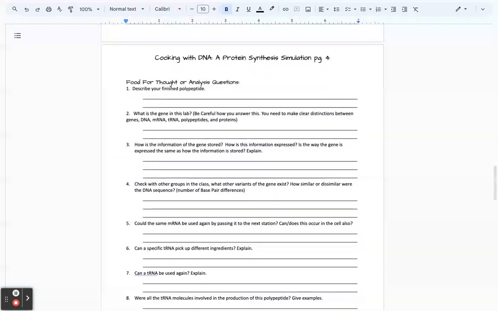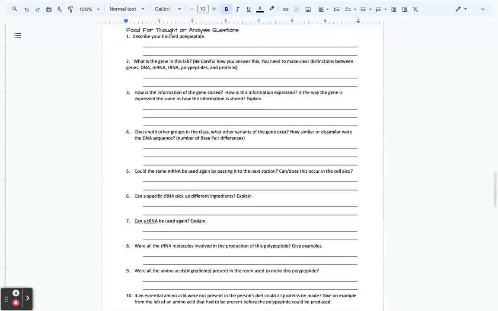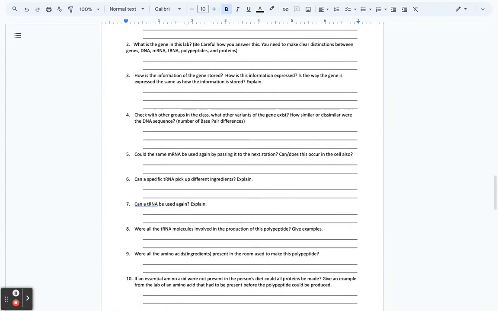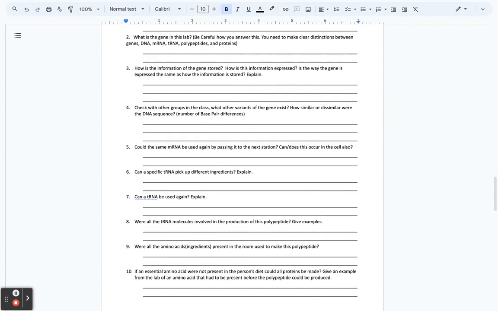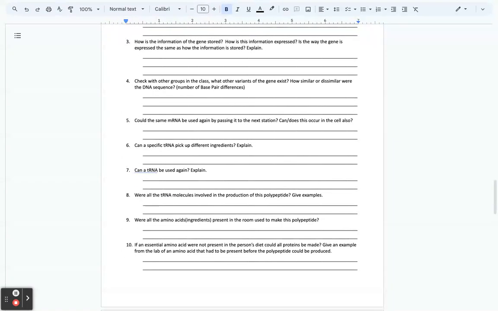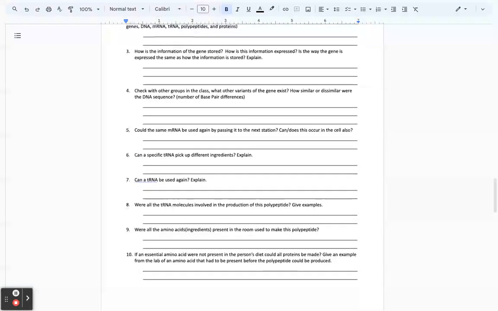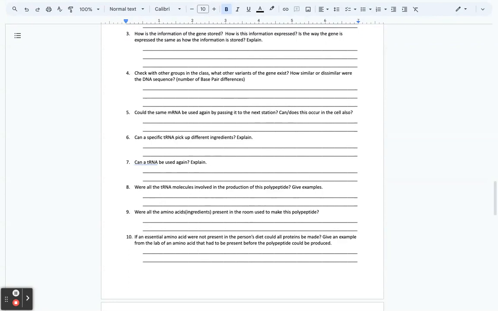And then these are your analysis questions. So number one, let's see, pretty simple. Number two, you've got to describe these in complete sentences. Okay, so what is a gene? That's a pretty straightforward question. How is the information in a gene stored? How is this information expressed? Is the way the gene is expressed the same as how the information is stored? Answer that question by explaining the difference between the two.